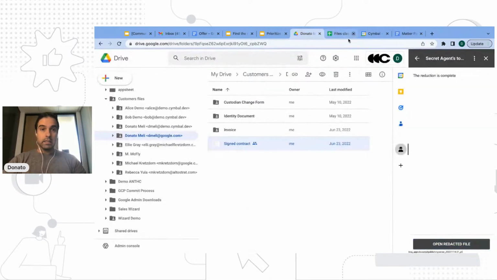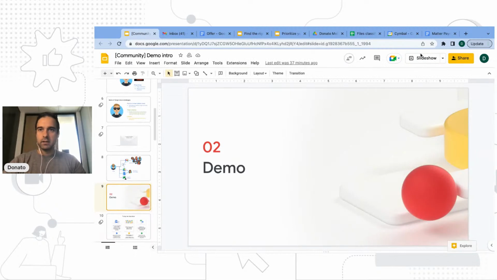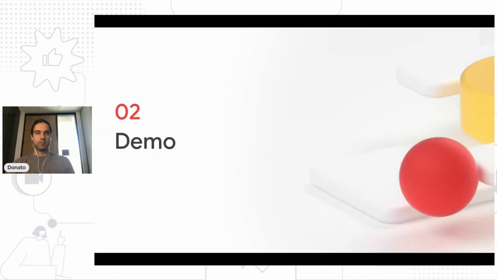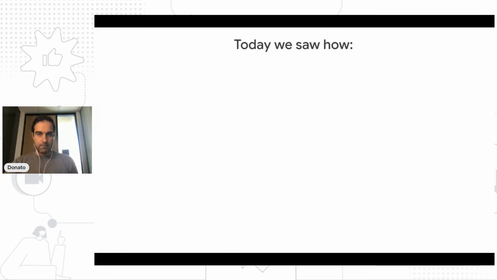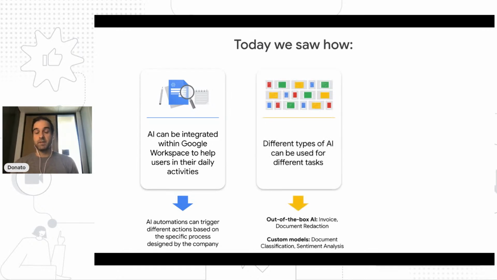So this concludes our live demo for today. I'm going to go back to my slide deck and try to summarize and wrap up what we have seen today. So today we've seen how AI can be embedded into Workspace and can trigger different sorts of actions. So it can be customizable, and it can be added in several places where the user actually gets work done every day. We have seen several different types of AIs.